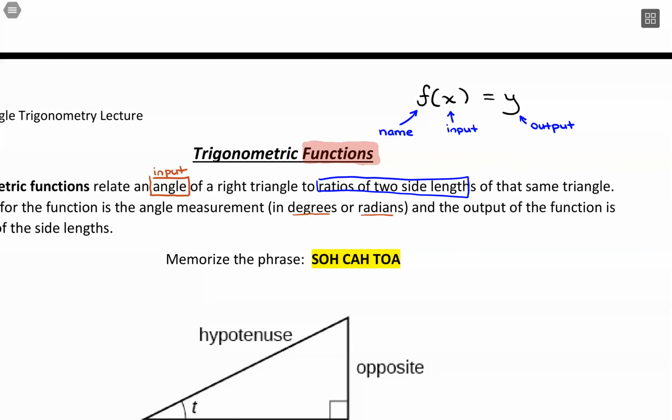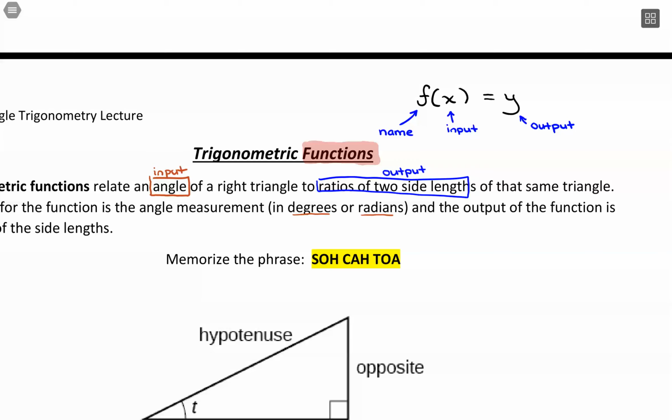With our right triangle, we have three side lengths that we're working with, and the trig function that we're using will tell us which two to pair up in making this ratio, what will go in the numerator, what will go in the denominator. That will be our output. So with these functions, input of an angle, output of this ratio of side lengths.